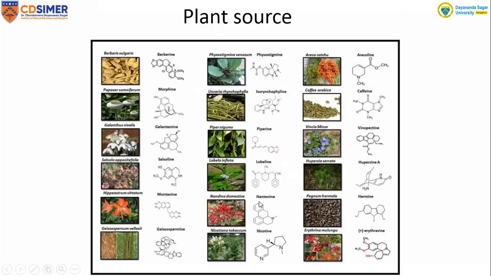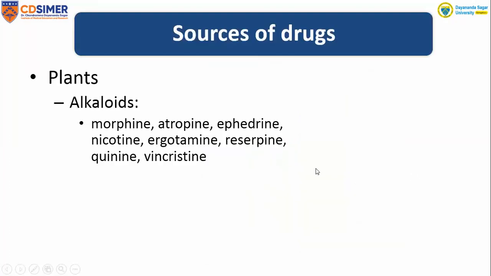You can see that so many drugs are displayed here. Okay, so galantamine, morphine, berberine, then you can see nicotine is there, then harmine, then you can see caffeine, then physostigmine, piperine. So like this, you can see so many useful drugs are obtained even today. Like digoxin, even today it is used, atropine is used. So plant is a very important source.